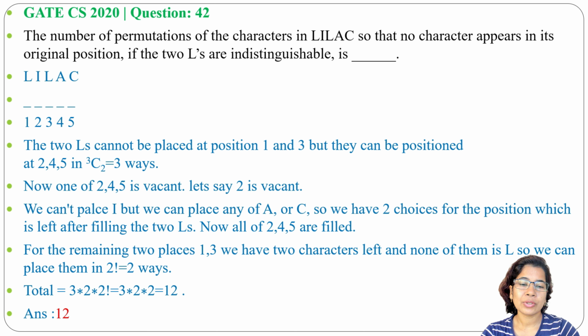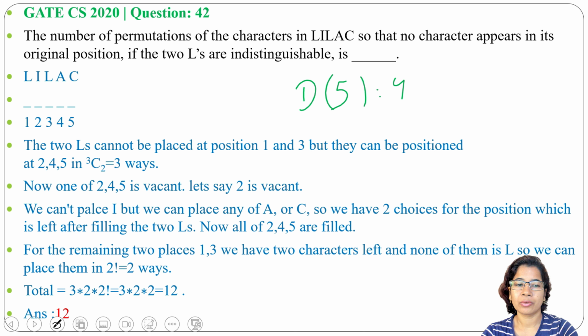There is also a derangement formula. If all are different you can apply that. Here there are 2 L's which are the same, so we cannot apply that. If all 5 alphabets were different, you could apply it: D of 5 is 44. I already discussed that during the lecture. But here, as the 2 L's are the same, we cannot apply it. We need to apply it manually, position wise. We got the answer as 12.